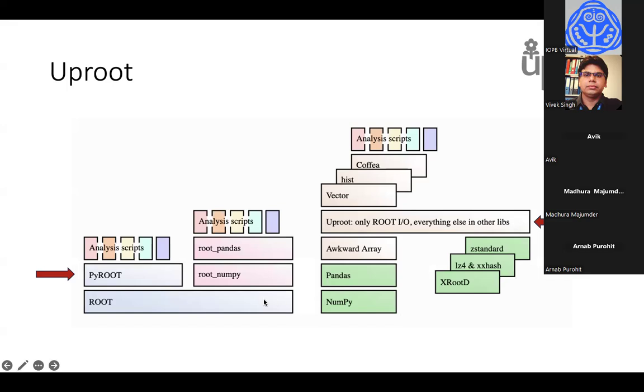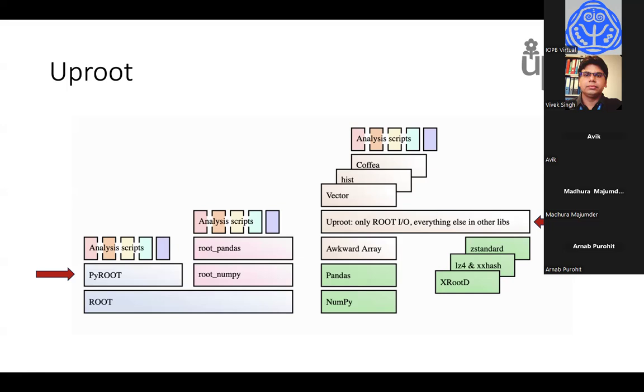So the basic difference between PyROOT and uproot, as you can see, is that PyROOT is based on root. It accesses all the existing features of root, which are written in C++. Whereas uproot has no dependence on root, and it is only used for reading and writing the file, not more than that. And that is the downside of uproot.